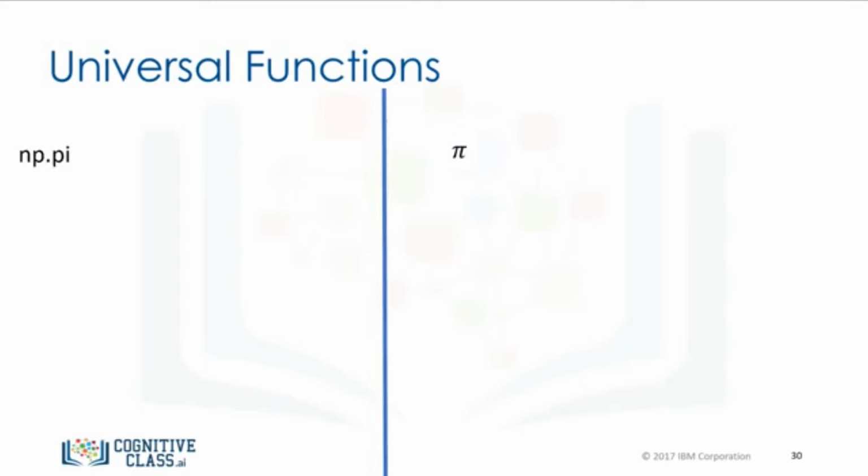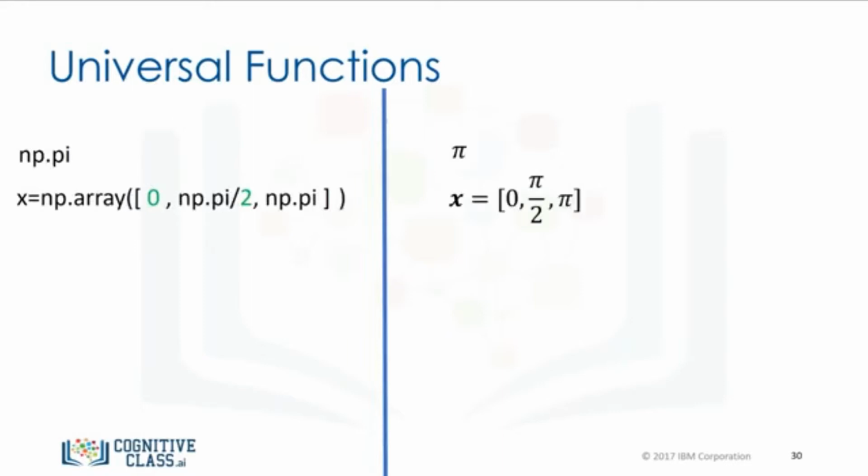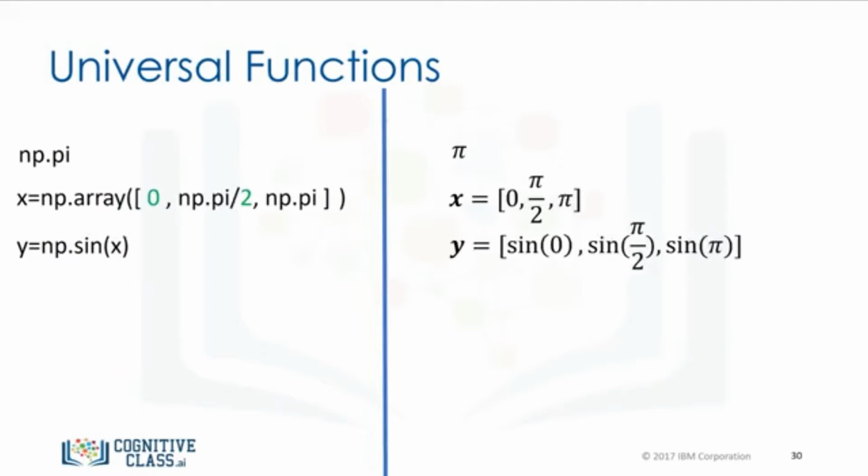We can access the value of pi in NumPy as follows. We can create the following NumPy array in radians. This array corresponds to the following vector. We can apply the function sine to the array x and assign the values to the array y. This applies the sine function to each element in the array. This corresponds to applying the sine function to each component of the vector.